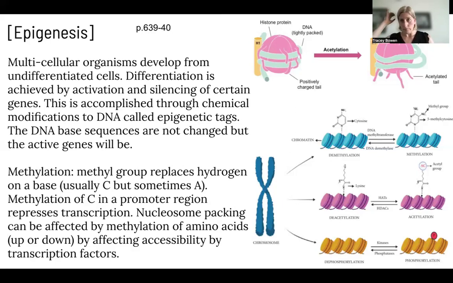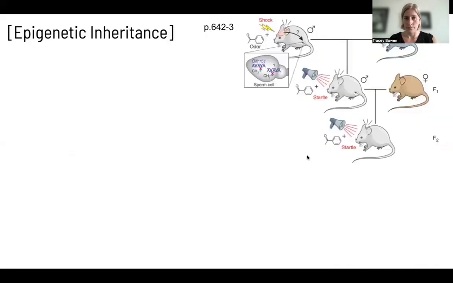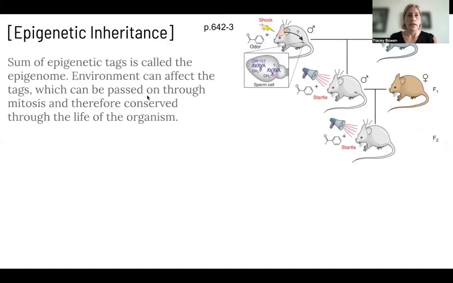And so here we have acetylation, which is similar to methylation. When acetylation happens, typically the DNA becomes more loosely packed, and so it will upregulate the transcription of that gene. So epigenetics: an organism's epigenetic tags, all of them together, is called the epigenome, and the environment can affect the tags, which can be passed on through mitosis and therefore conserved throughout the lifetime of that organism.